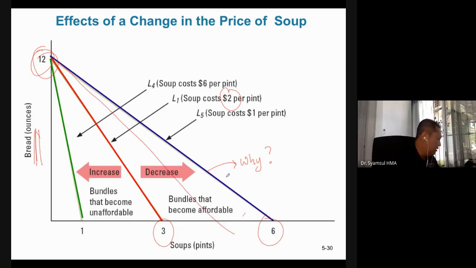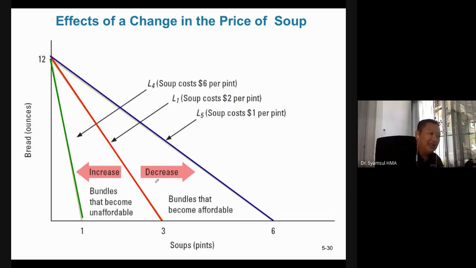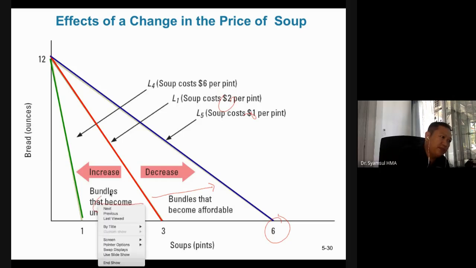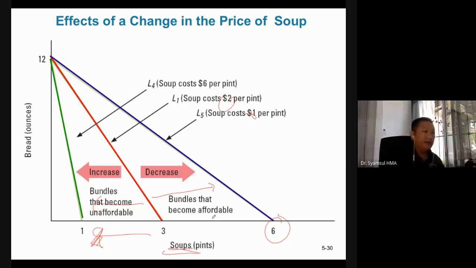Okay, that's not the correct line. The budget line shifts to 6. You can have more soup because of the price drop, right? But if soup becomes more expensive, then you go here. It shifts to 1, for example, 1 unit of soup only. All right.